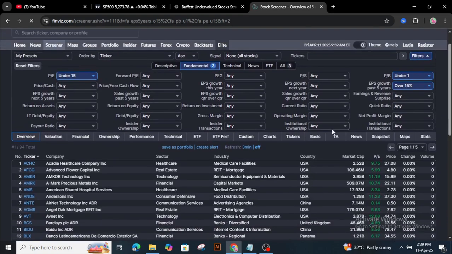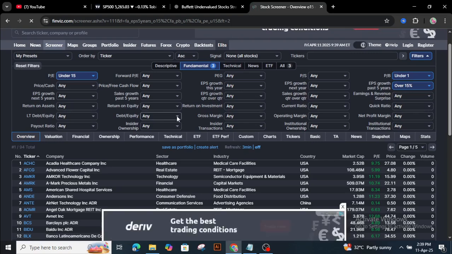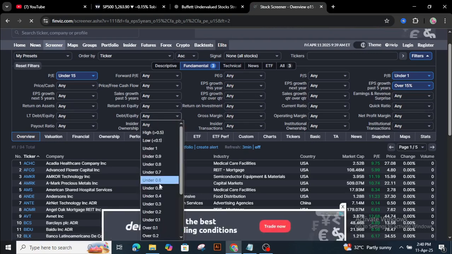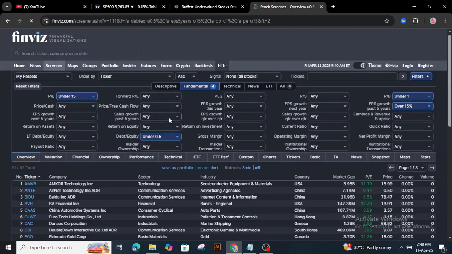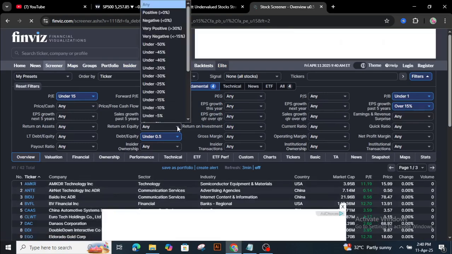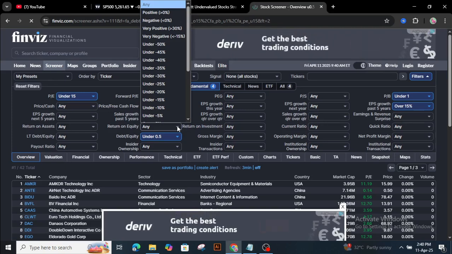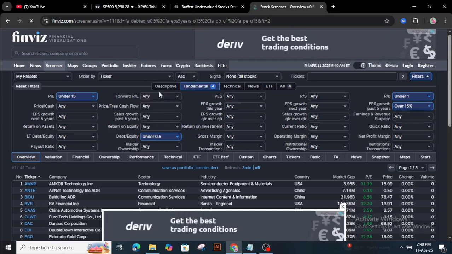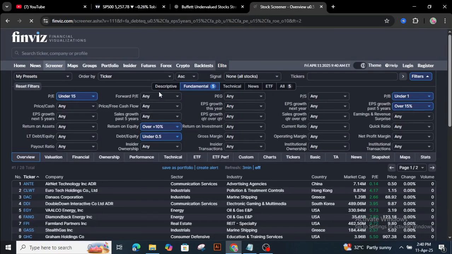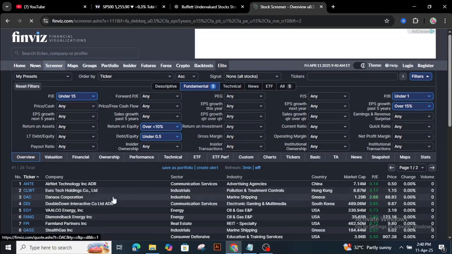Now let's check the debt to equity. Is this company owing? You want to make sure the company is not owing, so you are going to put this under 0.5 to ensure that the company is not owing. Then return on equity: are investors getting returns on their equity? For this one, over 10% is okay. Just put it at over 10%. Everything you've done here is for you to filter undervalued stocks that are doing well.